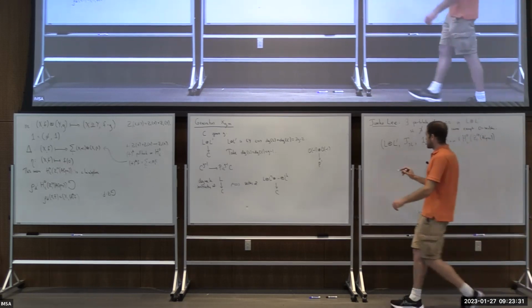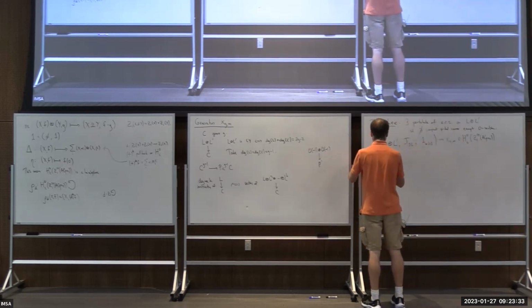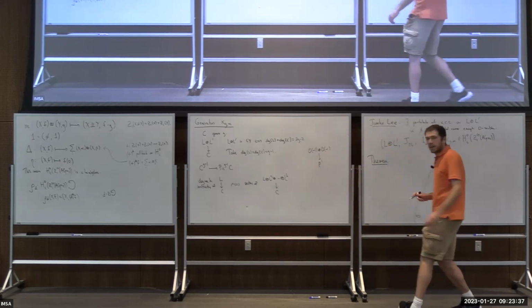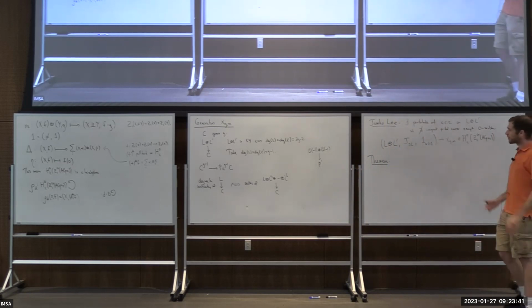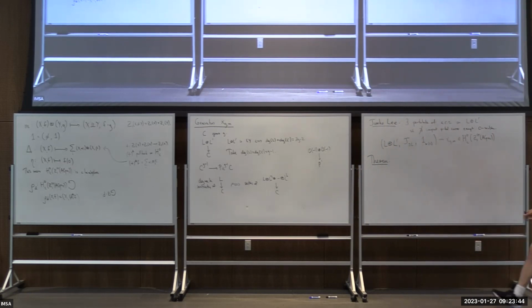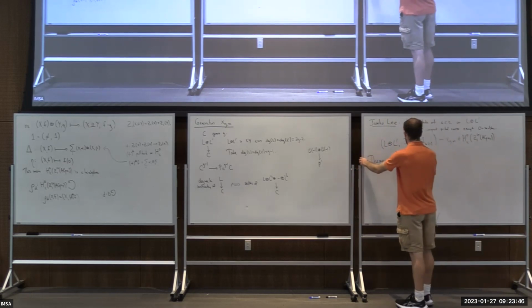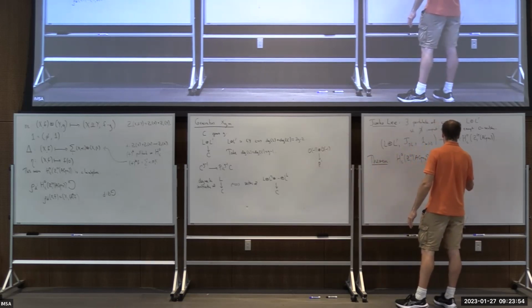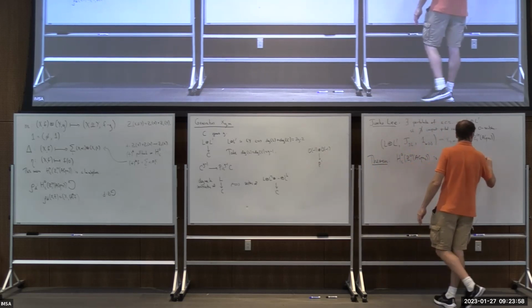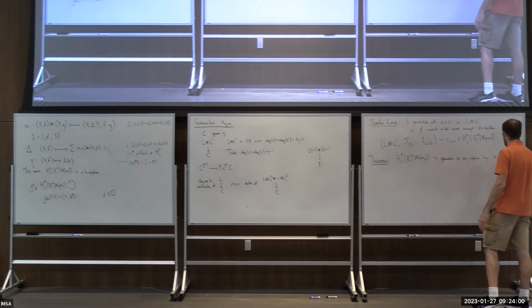Okay, and the theorem, which in some sense I should credit to Ionel and Parker, because we're really just following their argument, is that this group is generated as an algebra by the X G M.